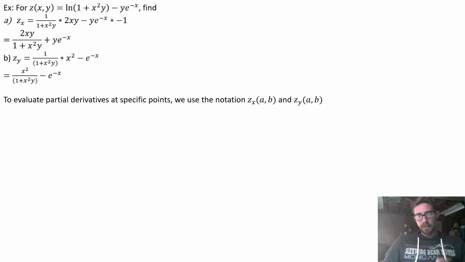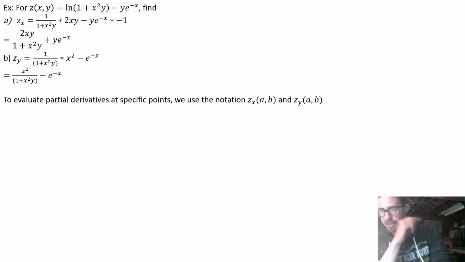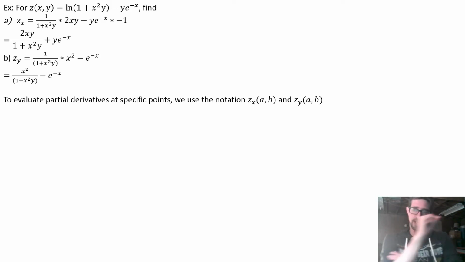If we want to evaluate it at a specific point, that's the notation I use. I like that because it's simple. So zx of (a, b) or zy of (a, b) is just like saying f prime of a. It just means, okay, that's the derivative generally, but what's the derivative at a specific point? So remember, if x is a and y is b, z is going to be some other thing based on whatever we define z as.